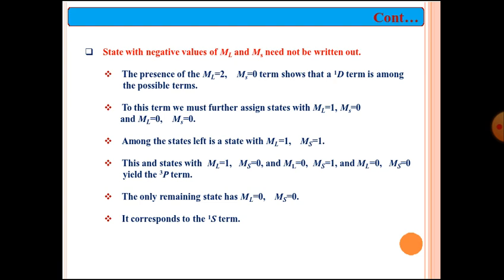Among the states left is the state with ml equal to 1, ms equal to 1. This, and the states with ml equal to 1, ms equal to 0, and ml equal to 0, ms equal to 1, and ml equal to 0, ms equal to 0, yield the third term, that means the 3P term. The only remaining state has ml equal to 0, ms equal to 0. It corresponds to the first term, the 1S term.